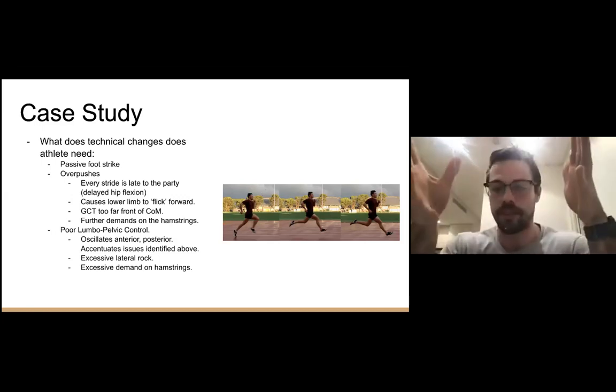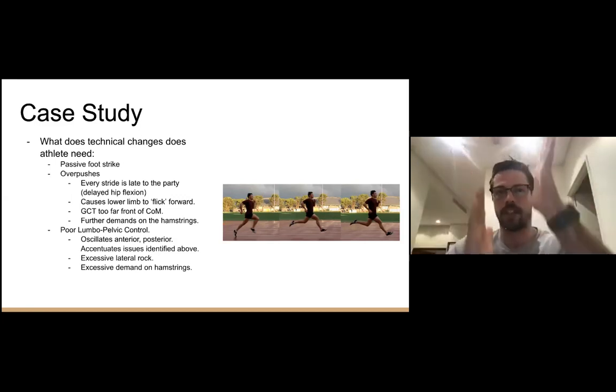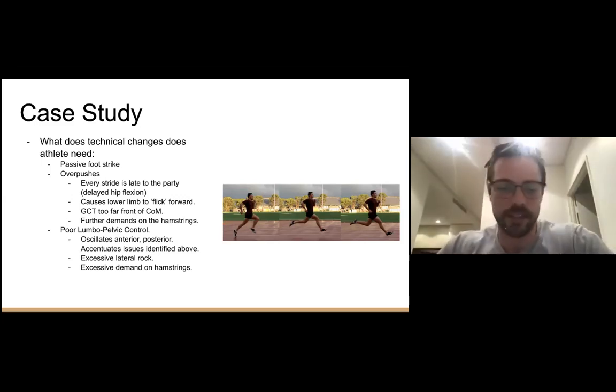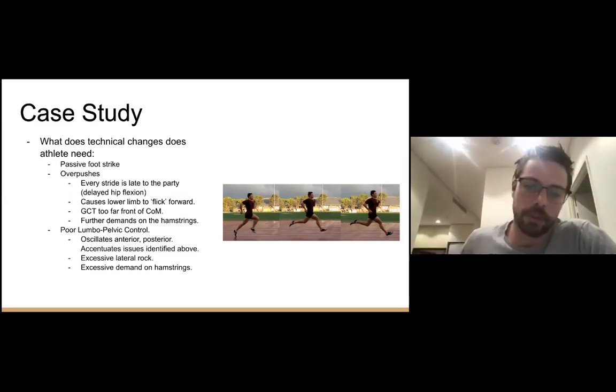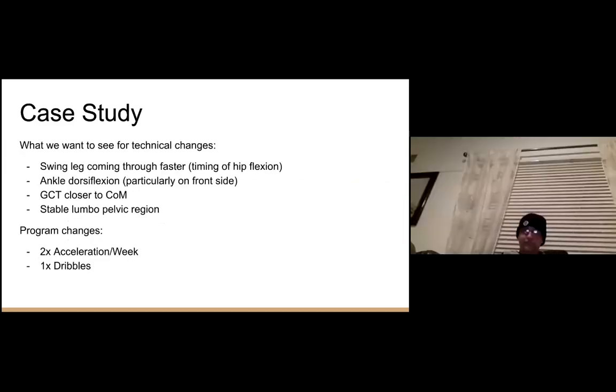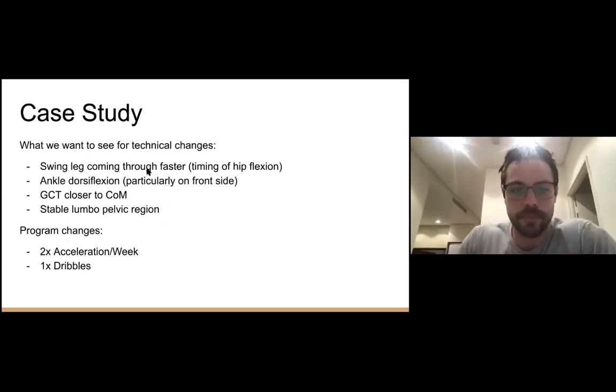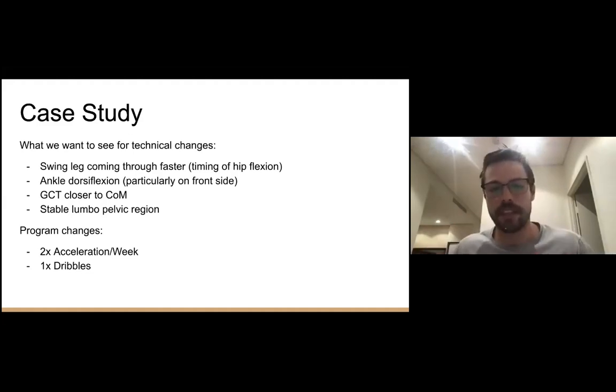And even if we don't have the footage on these slides, if you were to film him from behind, you would see a lot of a lateral rock going back and forth. And this was, I think, a strategy to help him pull his femur through instead of him actually flexing the hip. So what we wanted to see from him was the swing leg come through faster. We wanted to see his foot dorsiflex. We wanted to see ground contact closer to center of mass. And we just wanted to see things be more in control, and a little subjective, but it's something which we observed.